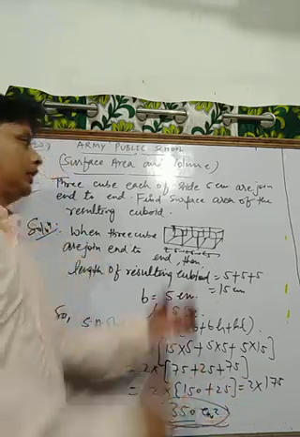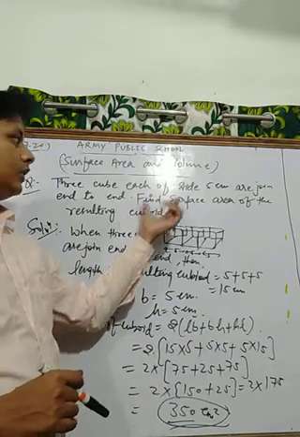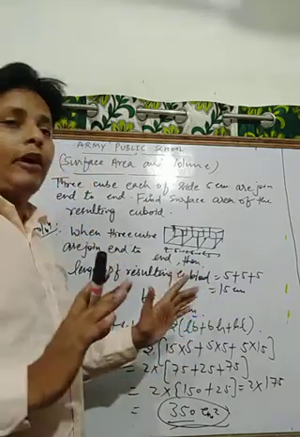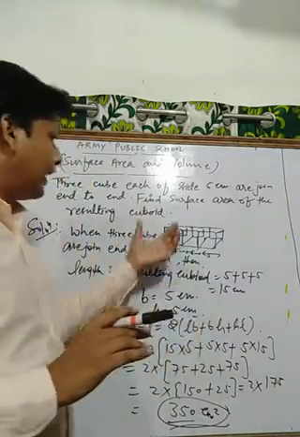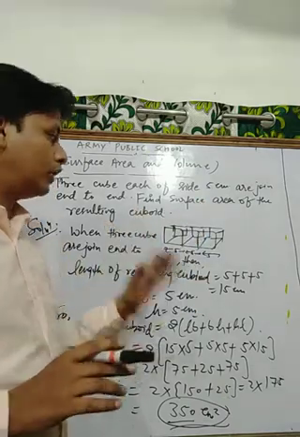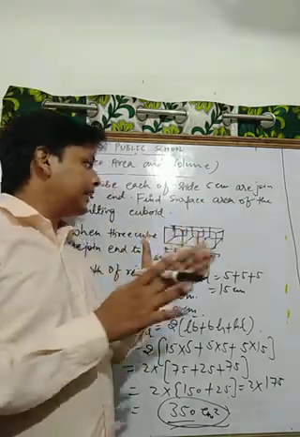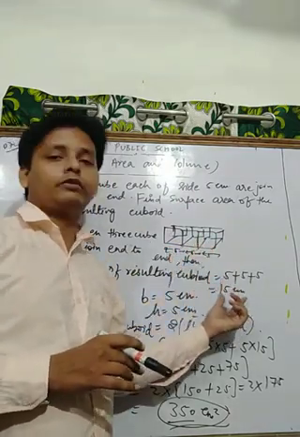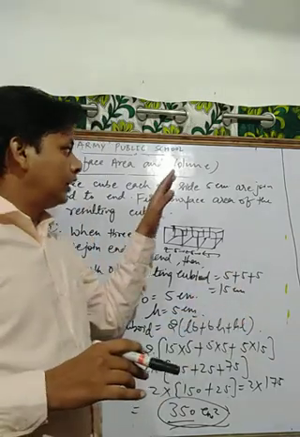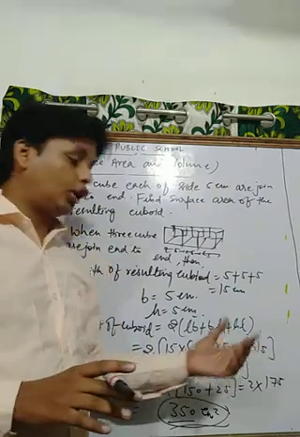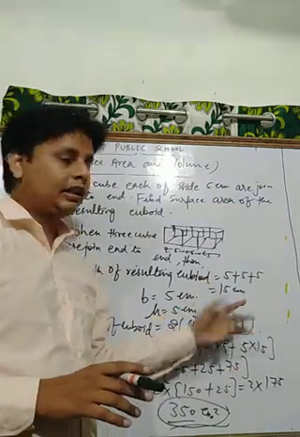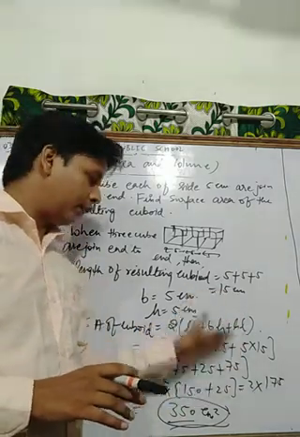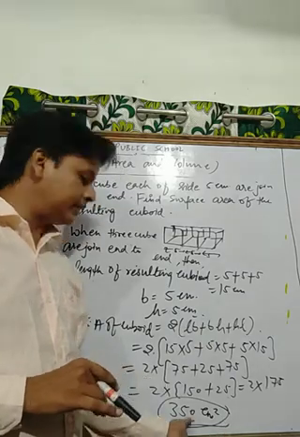Let's see once more. Here our question is: three cubes each of side 5 centimeter are joined end to end, and we find the surface area of the resulting cuboid. First of all, if we arrange all three cubes end to end, then the total length of the resulting cuboid is 5 plus 5 plus 5, that is 15 centimeter, and the height and the breadth will be the same in this case. So L is 15, and breadth and height will be the same. We use the formula for the surface area of the cuboid, and after solving it we get our result, that is 350 centimeter square.